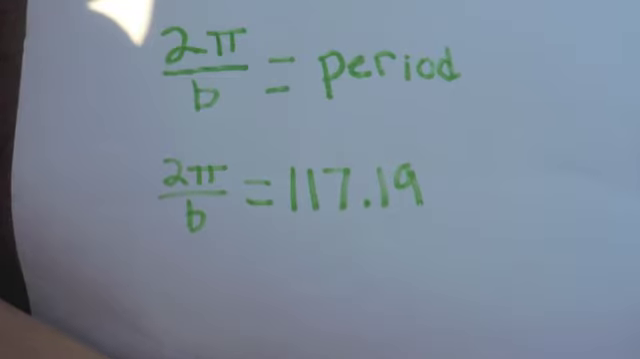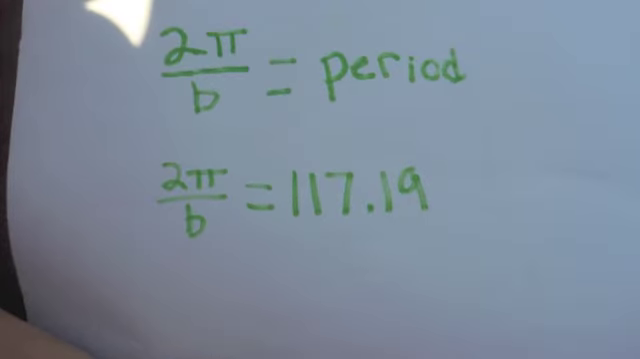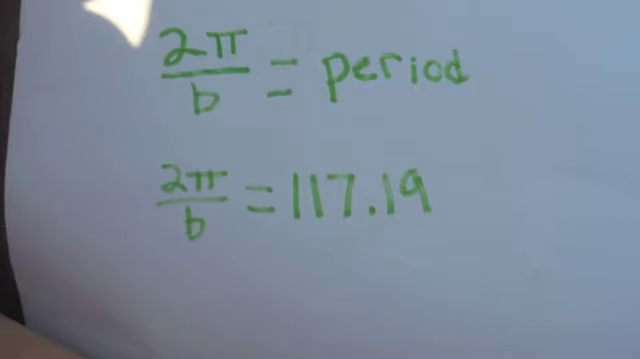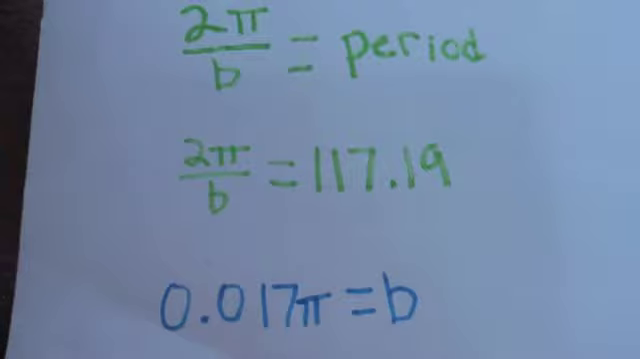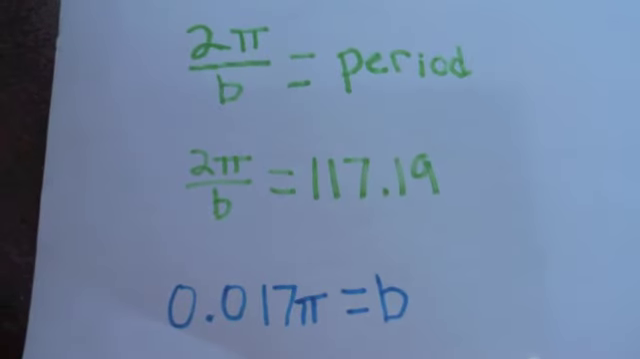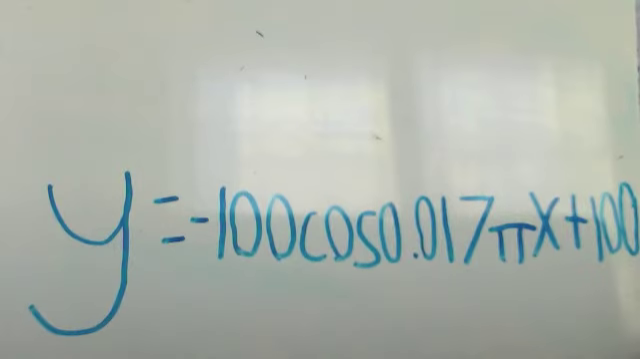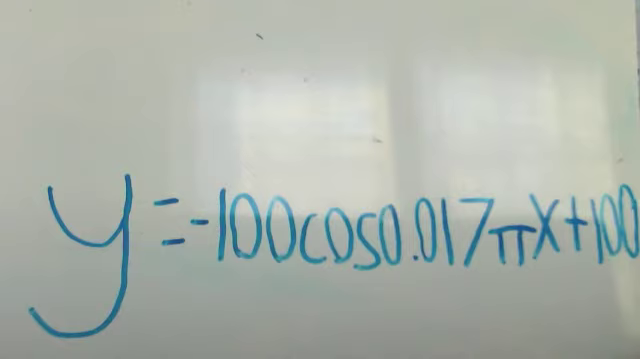The equation for the period in a graph is 2 pi over b. 2 pi over b equals our period, which is 117.19 seconds. So b equals 0.017 pi. Also, we know that we have a negative cosine graph because we started a distance of 0 meters from our starting point. Now we know the equation of our graph is y equals negative 100 times the cos of 0.017 pi times x plus 100.